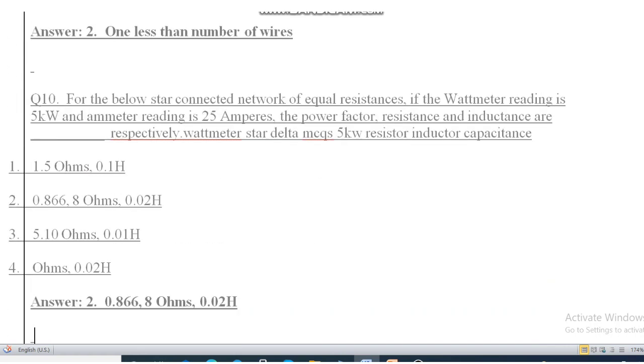For the below star connected network of equal resistance, if the wattmeter reading is 5 kW and the ammeter reading is 25 ampere, the power factor, resistance and inductance are dash respectively. These are 0.866, 8 ohms and 0.02 henry.